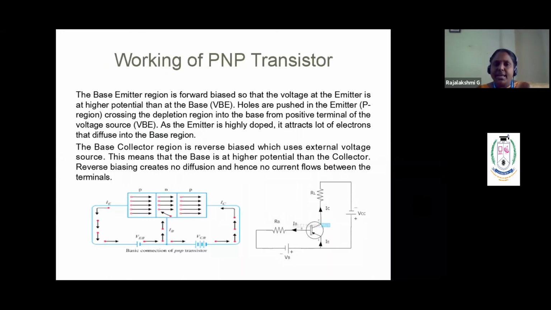Next, the working of a PNP transistor. Here the majority carriers are the holes. The holes constitute the current here. Both the emitter current and collector current will be because of the holes. The explanation is the same as the NPN transistor, so let me not get into depth here.